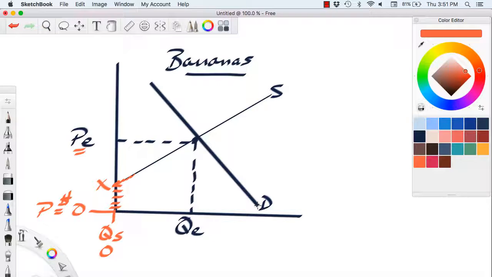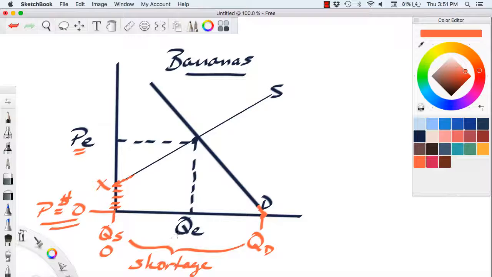But if the price were 0, the quantity demanded would be way out here. Lots of people would want to eat bananas if the price were zero. So this huge gap right here is basically what? It's a shortage. So are bananas scarce? The answer is yes. Are they always scarce? The answer is yes. Because if you applied this condition at any time, if the price were zero, there would be a shortage.